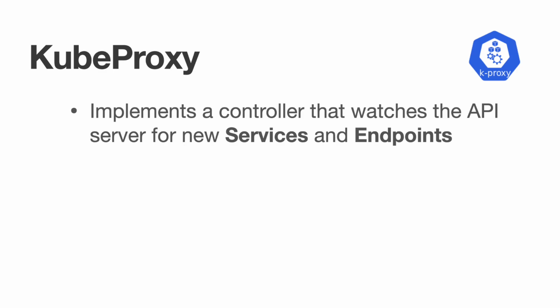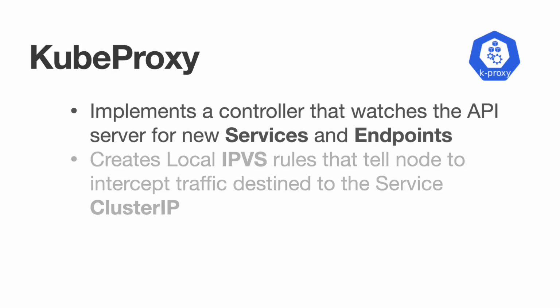Now, when there is a new service and endpoint, the kube proxy creates a local IPVS rule or rules that tell the node to intercept the traffic destined to the service cluster IP. Now, this is important, right? So the name kube proxy. Here it creates a local IPVS rule or rules that tell the node to intercept the traffic destined to the service cluster IP. Now, you might be wondering, what is IPVS?